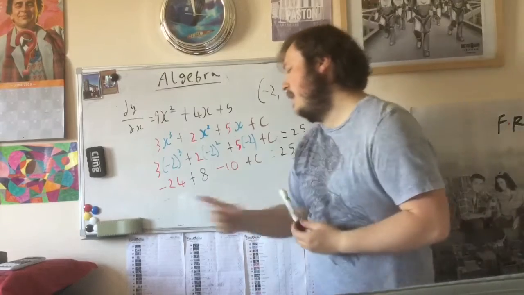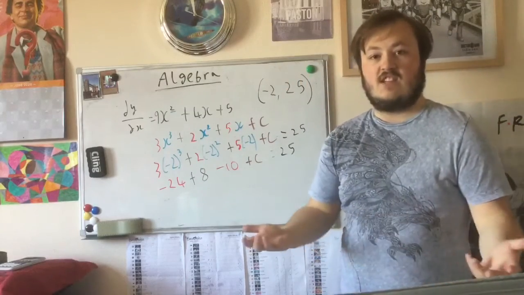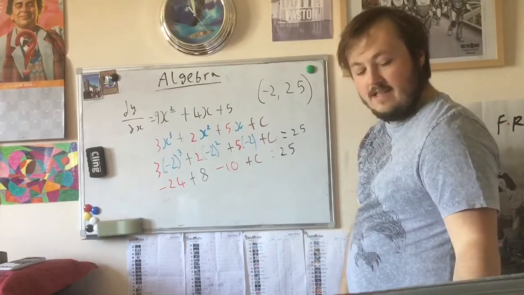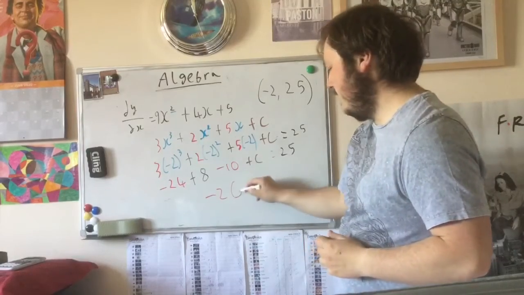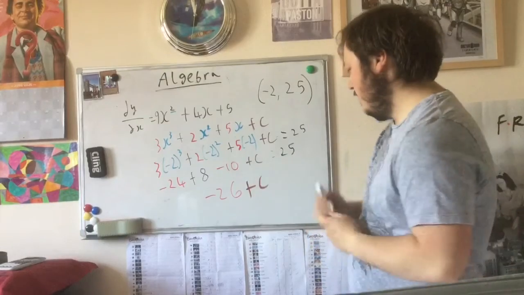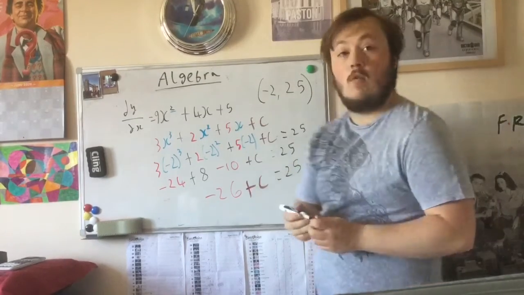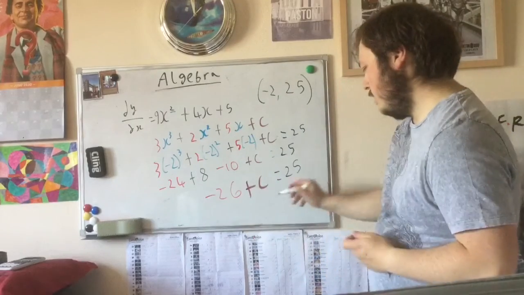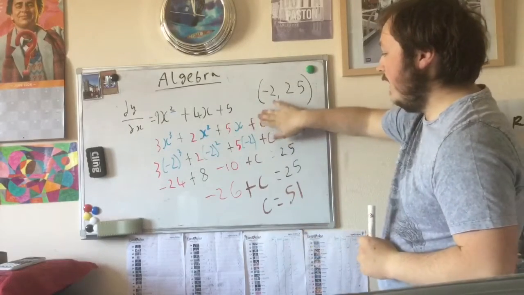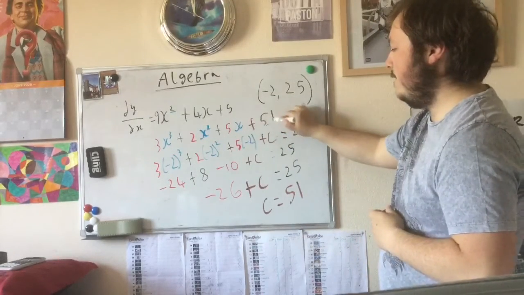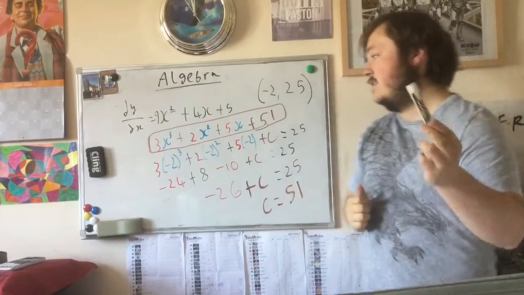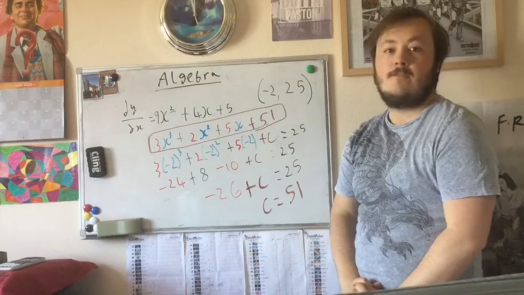So let's tidy this up a bit. -24 add 8 becomes -16. Then we take away 10 from that, that becomes -26. So -26, all plus c, will get us 25. So what is c? C will be 51. So now that we know what c is, we can just replace it here. So replace the c with 51, and this is the fully integrated equation: 3x cubed plus 2x squared plus 5x plus 51.